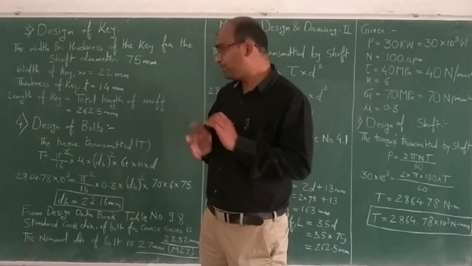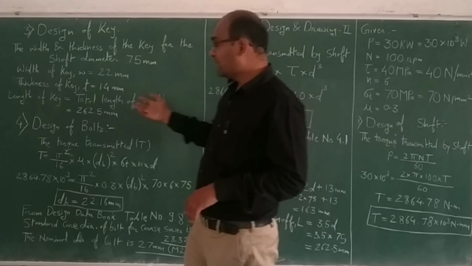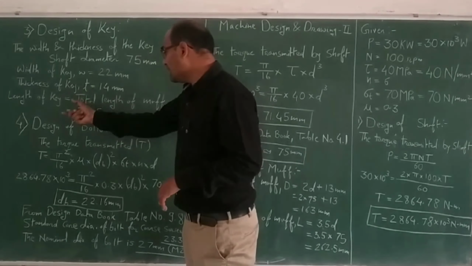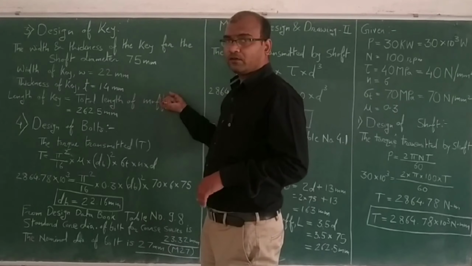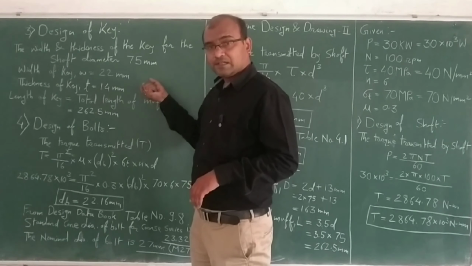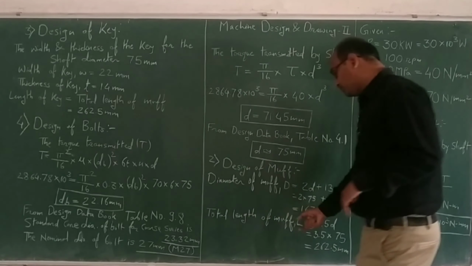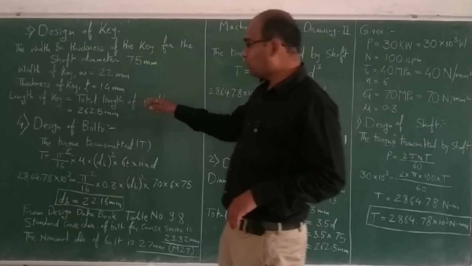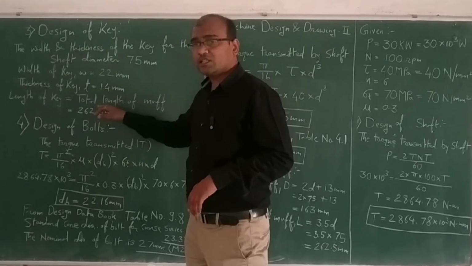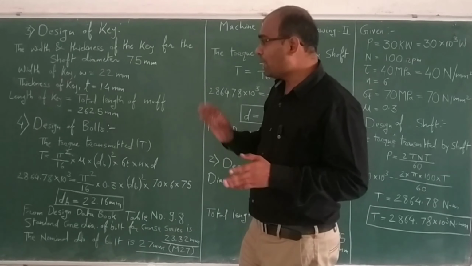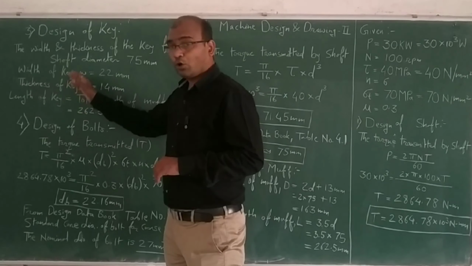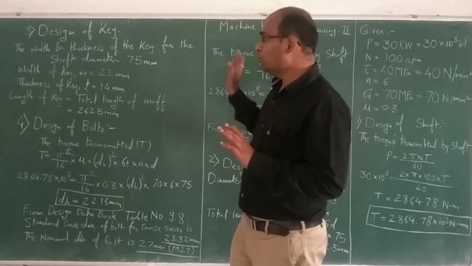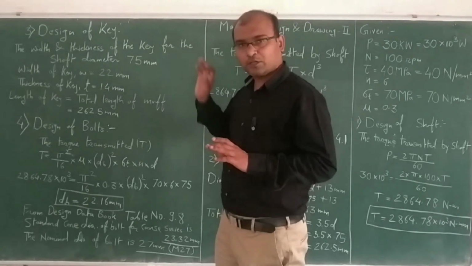Okay, that's clear. Then the next one is the length of key, and the length of key is equal to the total length of muff, which is already calculated in the design of muff. So the total length of muff is 262.5 mm. That's why the length of key is also 262.5 mm. So now the design of key is also concluded.